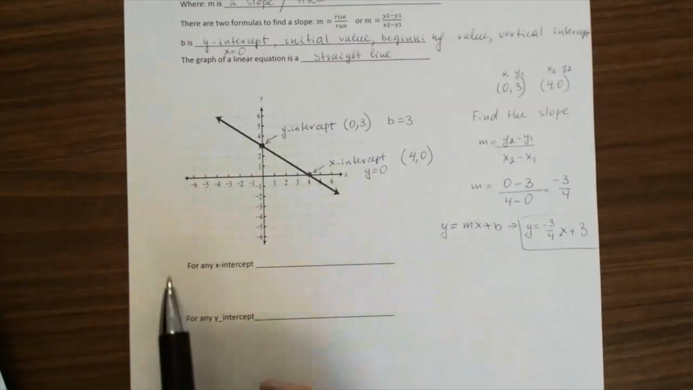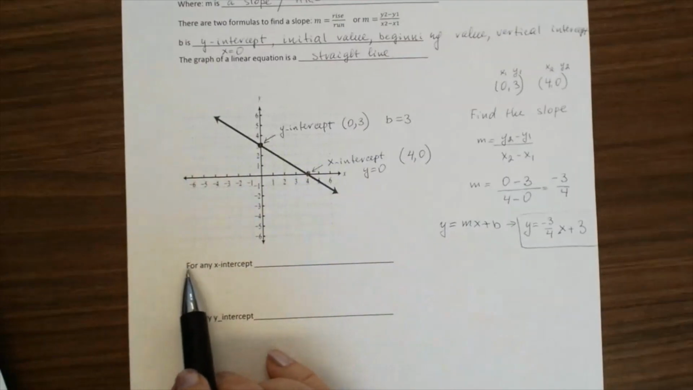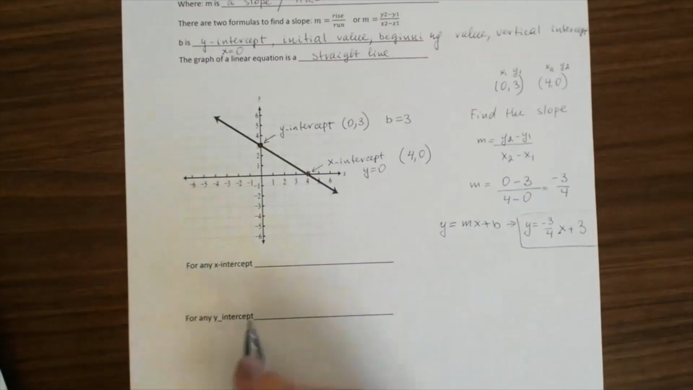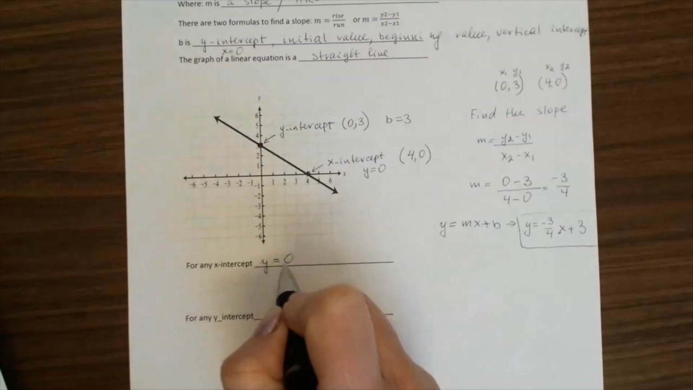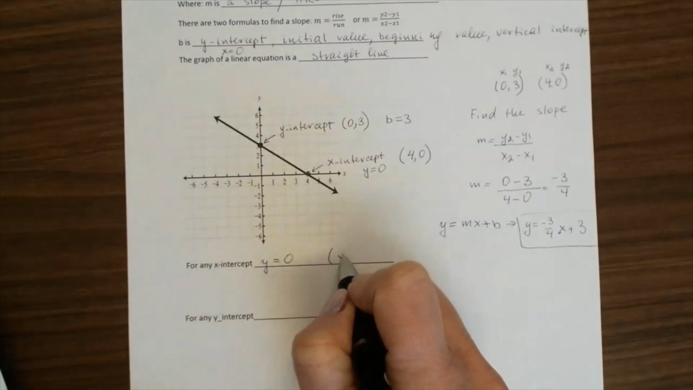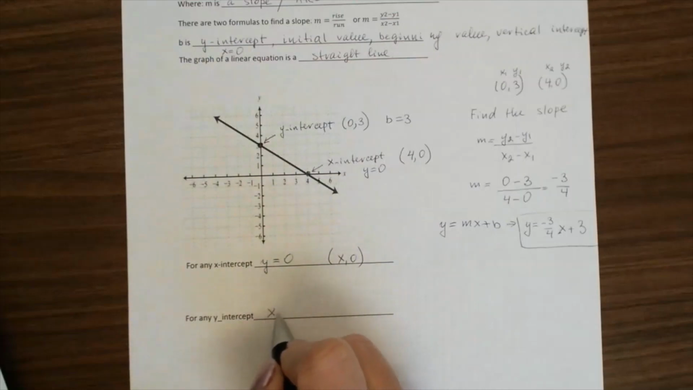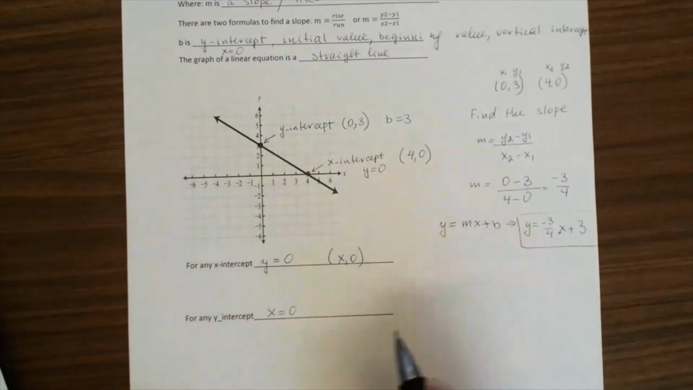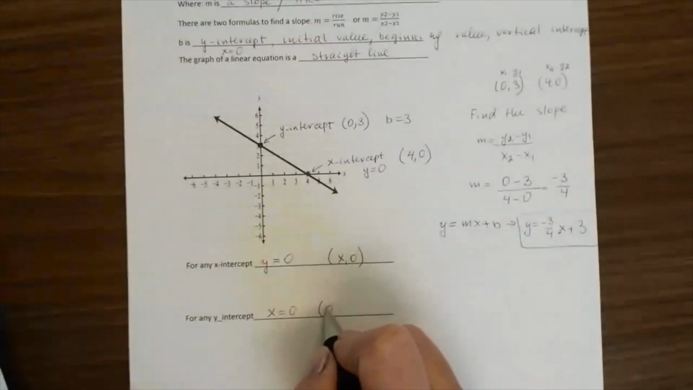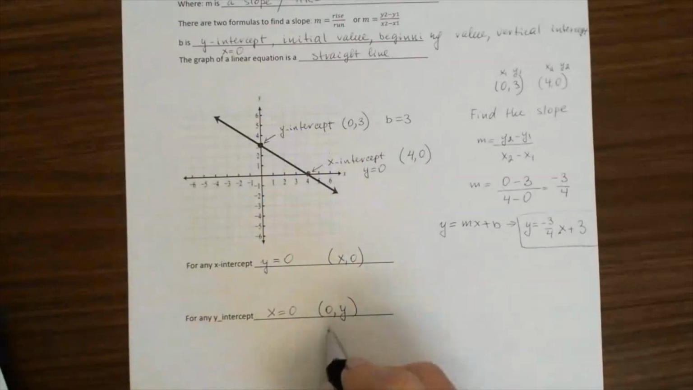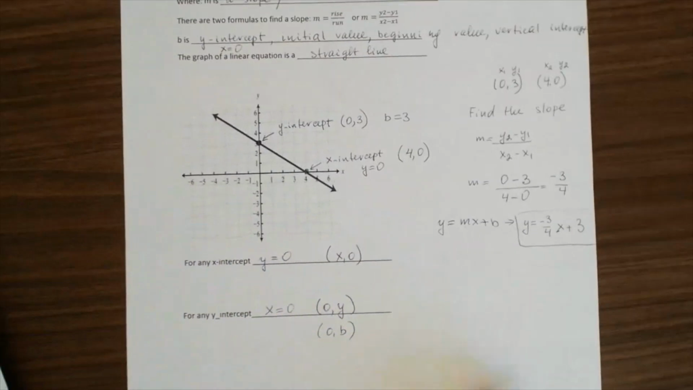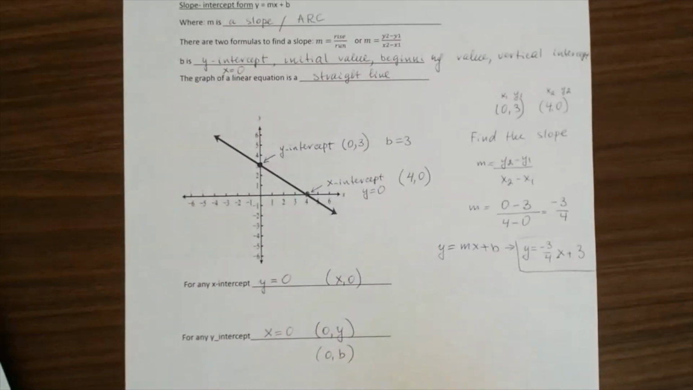And one more time, we need to remember that for any x-intercept, y is equal to 0, and it will be x and 0 as an ordered pair. And for any y-intercept, x is equal to 0. And there are several ways to write it as an ordered pair. It can be 0 and y, or 0 and b. You will use the slope-intercept form.